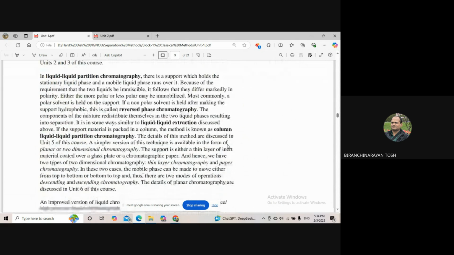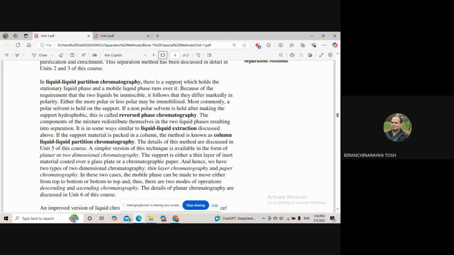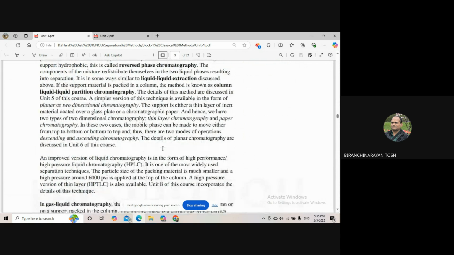Then, in liquid-liquid partition chromatography, there is a support which holds the stationary liquid phase, and a mobile liquid phase runs over it. Because of the requirement that the two liquids be immiscible, it follows that they differ markedly in polarity. So, in liquid partition chromatography, you also have reverse phase chromatography. Liquid extraction is as we discussed above. Then column liquid partition chromatography. All these things we will discuss in detail.